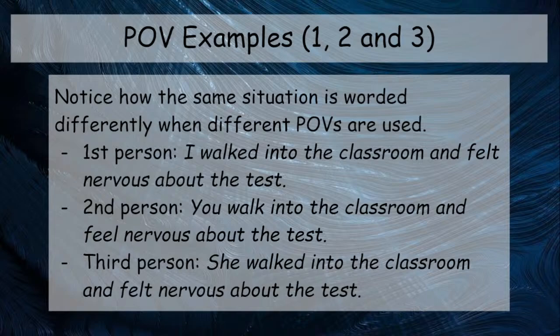In third person, it says, she walked into the classroom and felt nervous about the test. That means that I'm an outside narrator. I'm not in the story. I'm describing someone that is in the story, and that someone is she. If it uses the word she, he, or they, then it is third person.